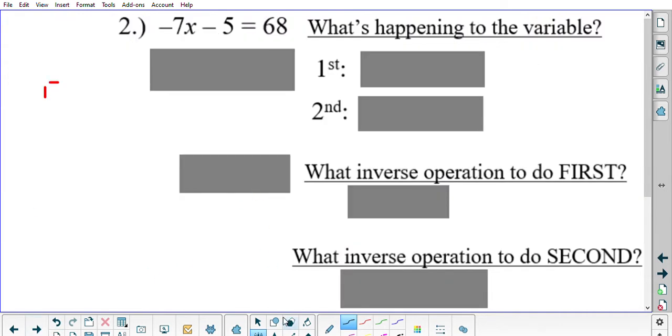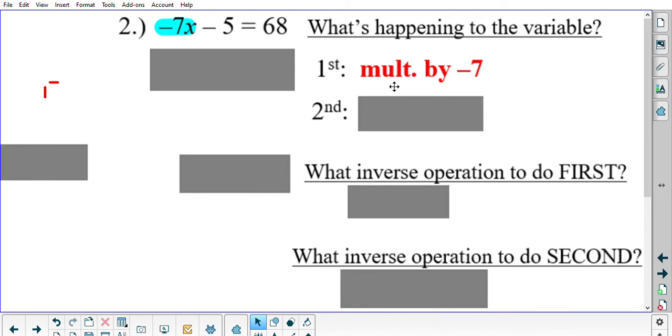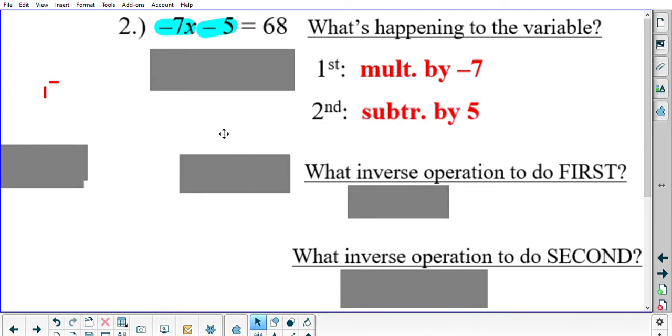Problem number 2. What's happening to the variable? Now remember, the order of PEMDAS is used for what's happening to the variable. And you will see the variable x has a -7 right next to it. That means it is being multiplied by -7 first. And then we can see it is being subtracted by 5 next. So that is the second thing happening to the variable.